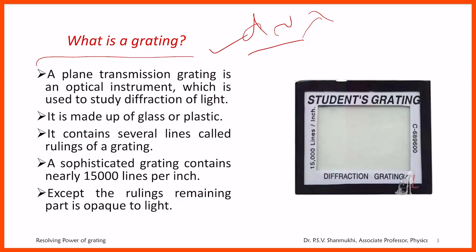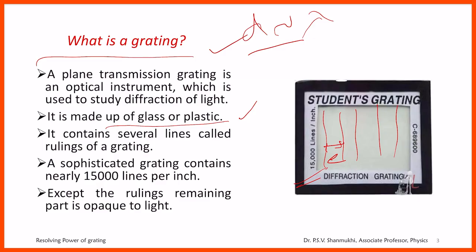So what is a grating? It is an optical instrument, simply made up of either glass or plastic. Generally we go for glass. On that there are several lines drawn, called rulings of the grating. They are invisible to the naked eye. Nearly 10,000, 15,000, 20,000 lines are drawn per inch. A sophisticated grating contains nearly 15,000 lines per inch. An inch means 2.54 centimeters. With that many lines, what is the separation of the slits?